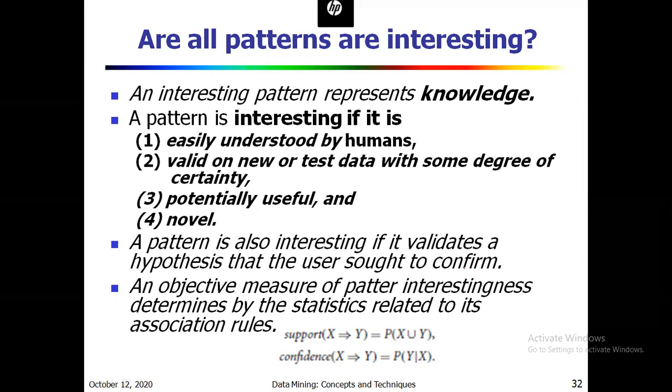So the objective measure of pattern interestingness, in terms of statistics related to association rules, is determined in terms of support and confidence. In probabilistic terms, support is the probability of X union Y. Confidence of X implies Y means the probability of Y given X. These are the two important objective measures of interestingness for association rules.